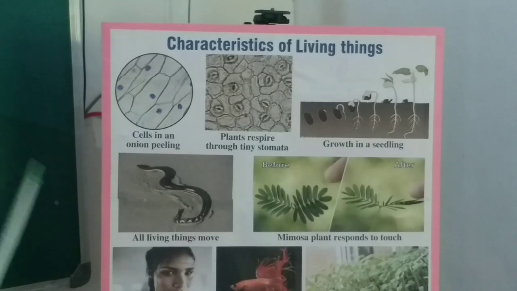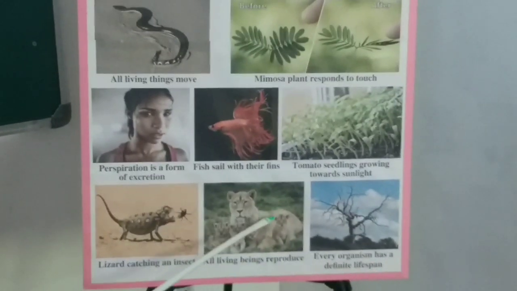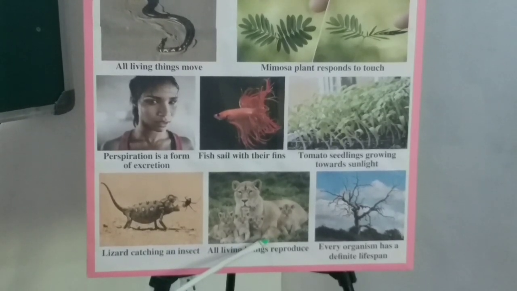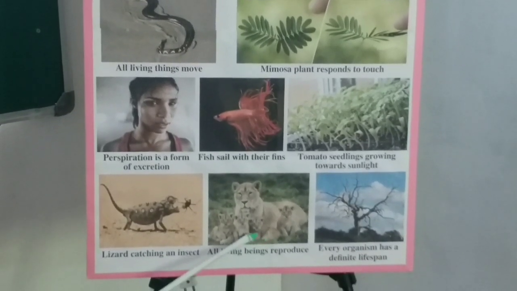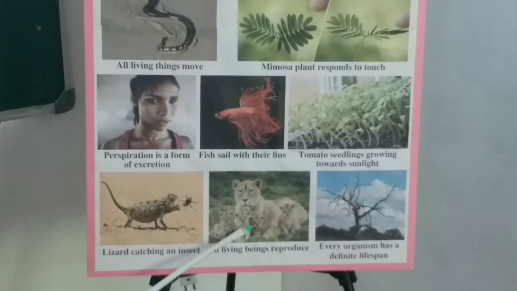In the case of animals, we have a lion here. It has 1, 2, 3, 4 cubs. The lion has given birth to 4 cubs. It looks after the cubs. It feeds them. It trains them in hunting. It makes them quite able to face the struggle of life. Lions are carnivores. They feed on the flesh of other animals.